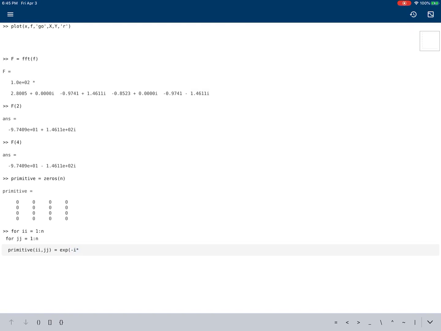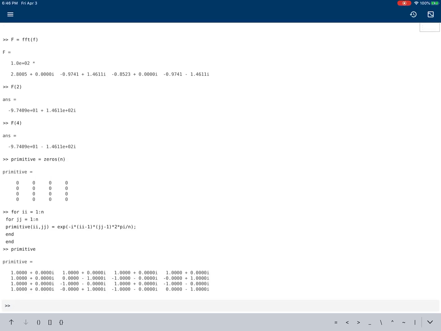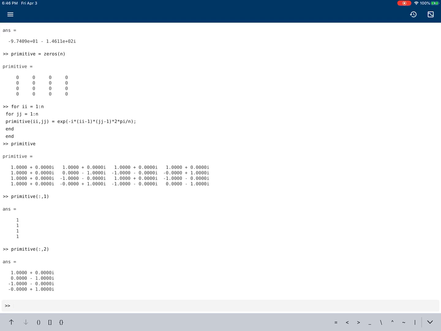So this will be an exponential, and I believe this will have the negative in front of it, so negative i, times (i minus 1) times (j minus 1) times 2 times pi over however many points I have. I need to equally space these. So this will be primitive there, end both of the loops, and check it out, this will produce exactly what I wanted. In that first column, primitive 0 by 1, the first column is all ones. Primitive colon by 2, the second column is alternating 1, i, minus 1, minus i.